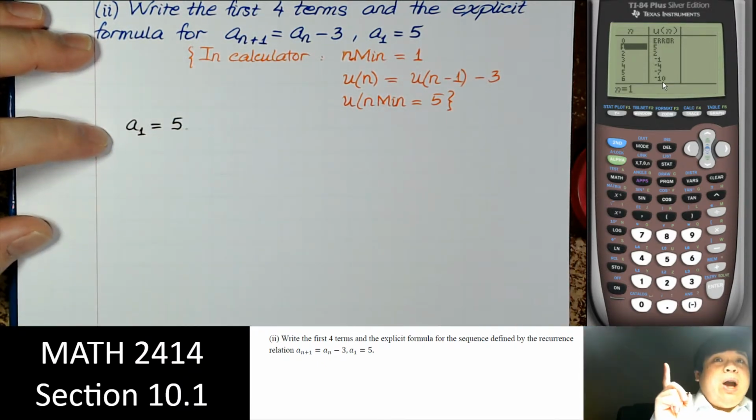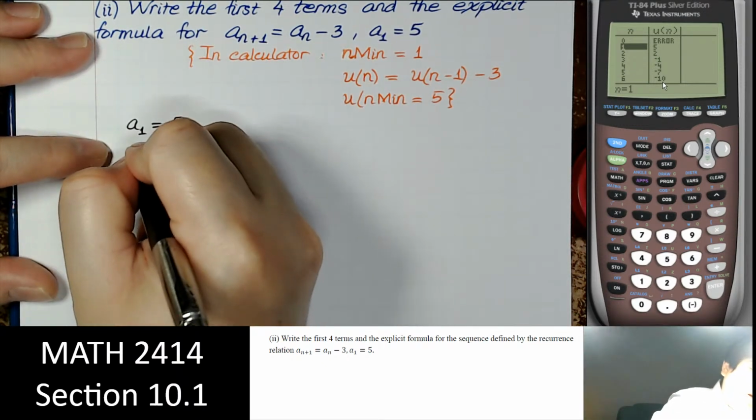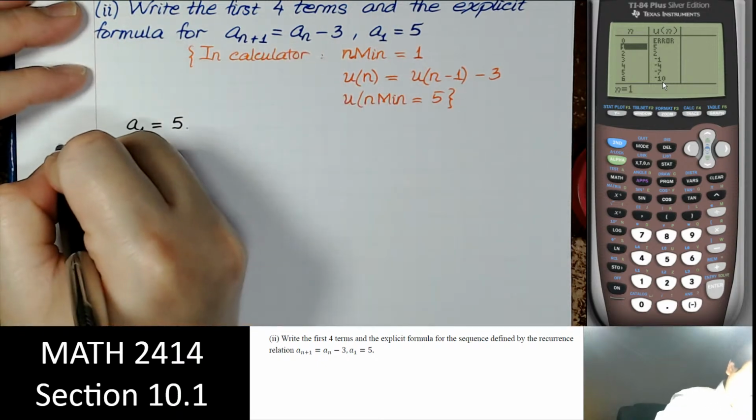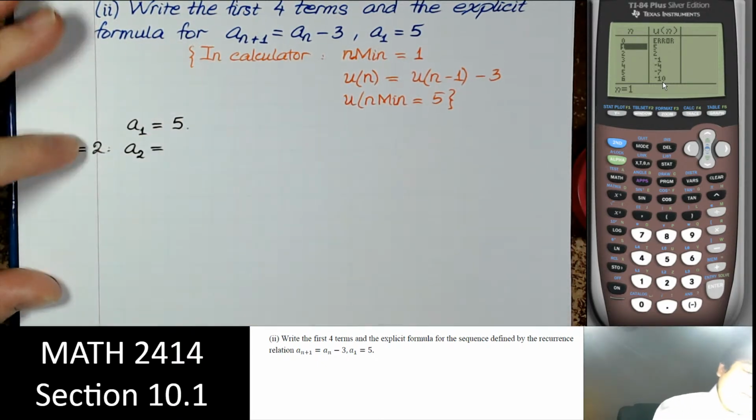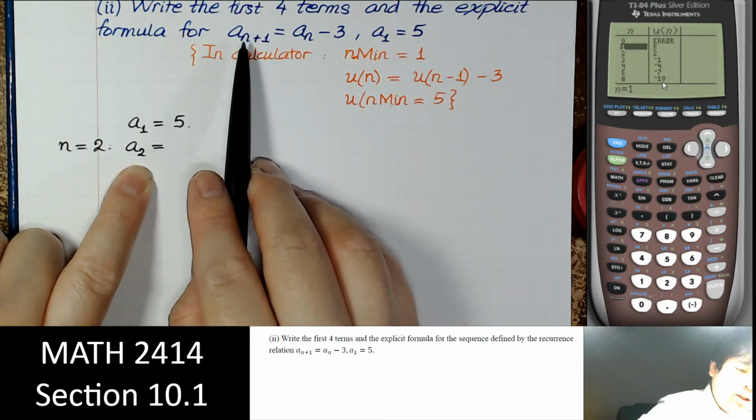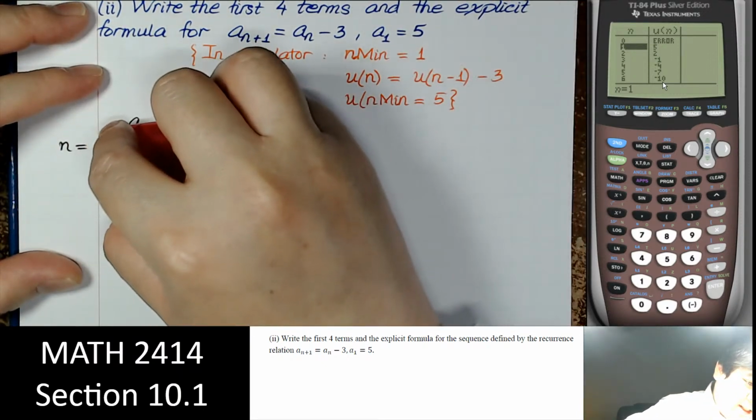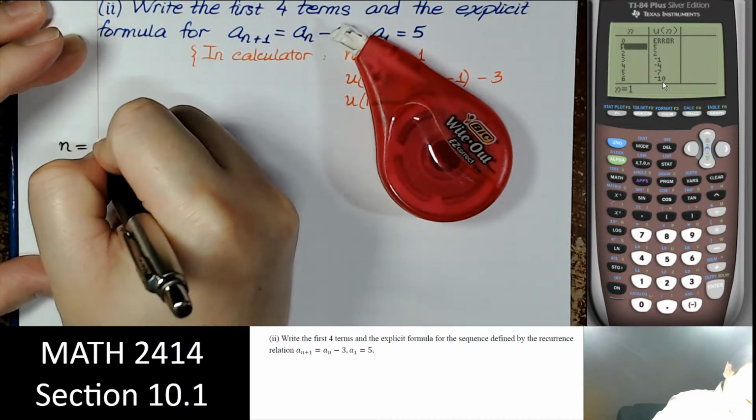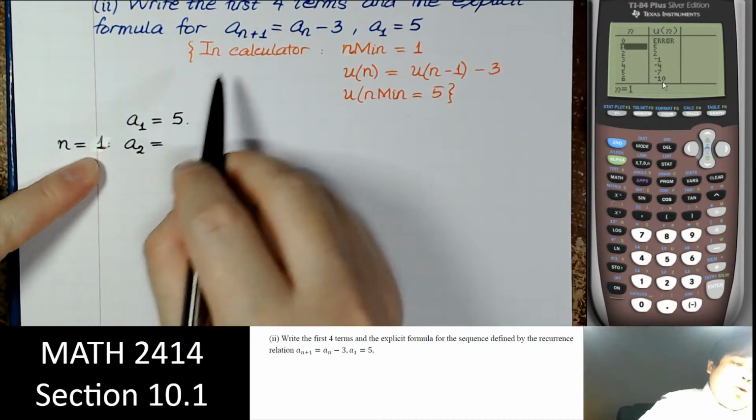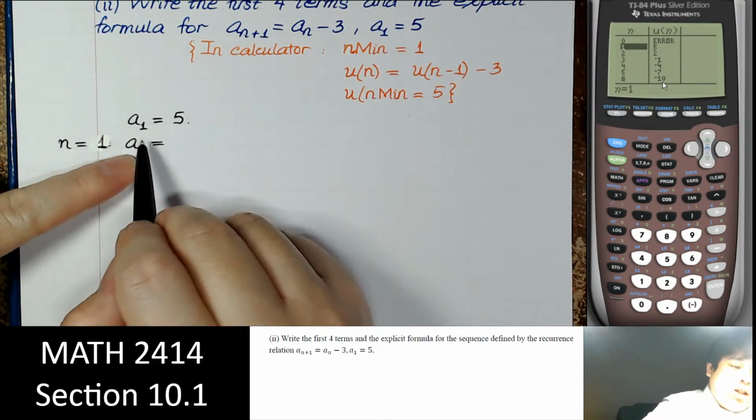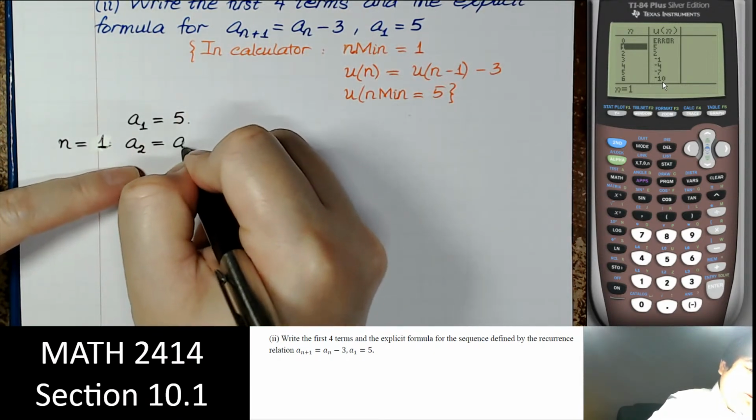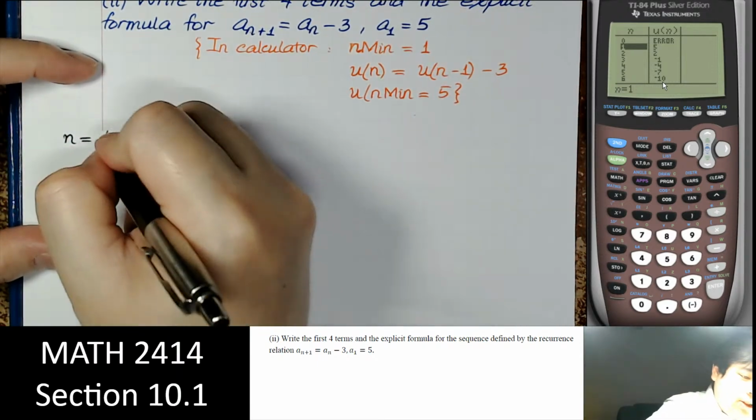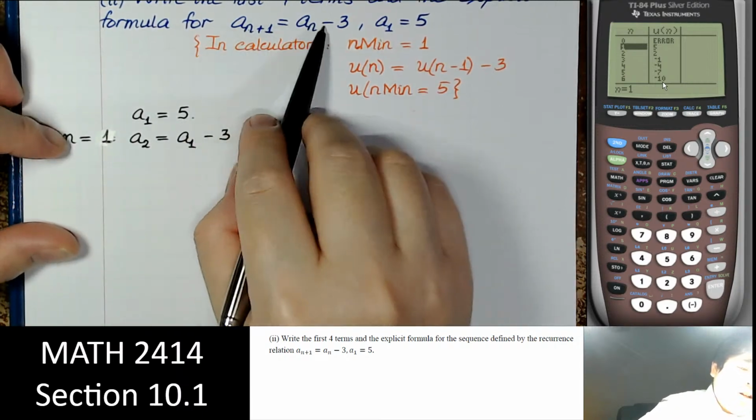Right. Of course, if we have the calculator like that, or we do this by hand. For the second term, we're going to put 2 in here. So we have n equal to 2. And we put n equal to 1. Put 1 in here. 1 plus 1 is 2. And a(n+1) is equal to a1 minus 3. Right? So the recursion relation is this.